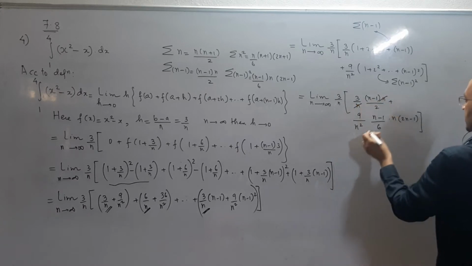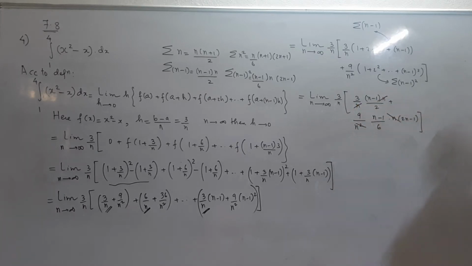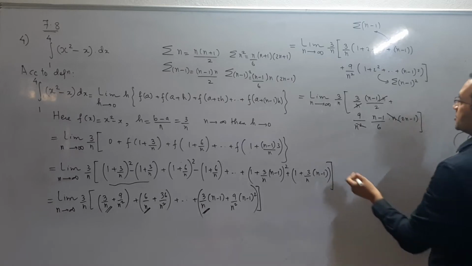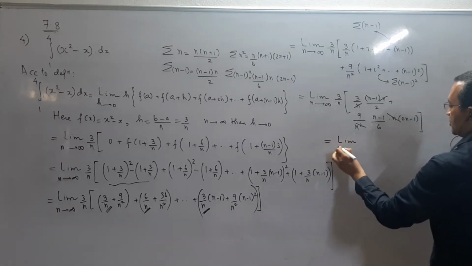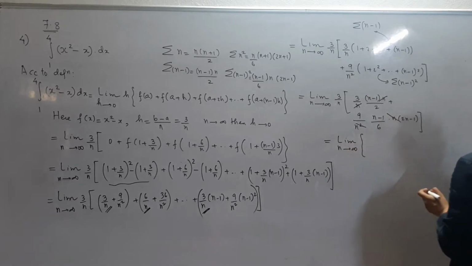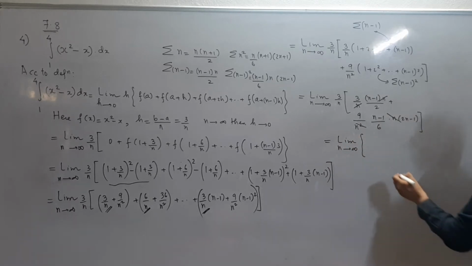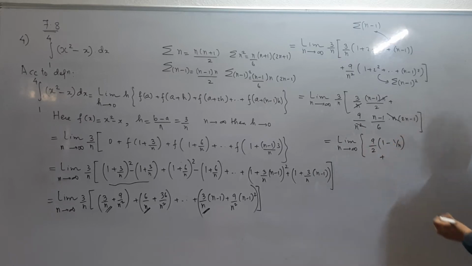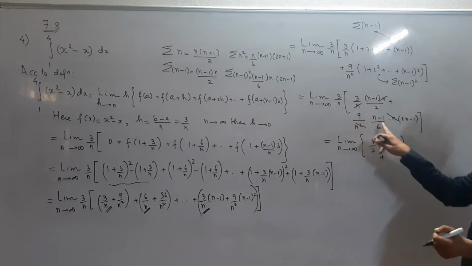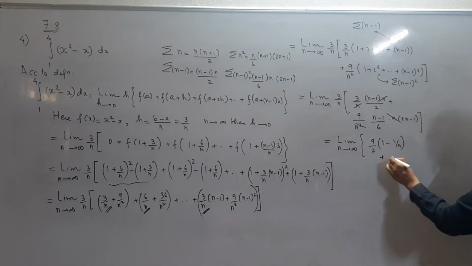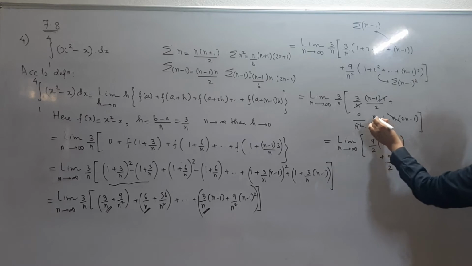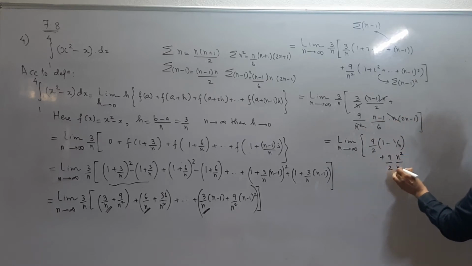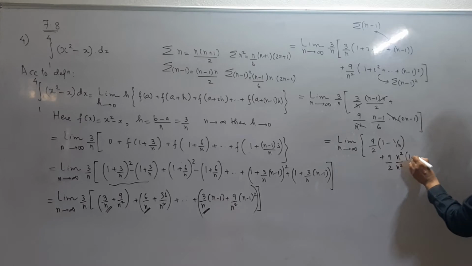Now, this n and n get cancelled. I am multiplying 3 by n within the bracket. So limit n tends to infinity, 3 into 3, 9 by 2, and taking individual division, I will get 1 minus 1 by n. This is 3 by 2 into 3, so again 9 by 2. Taking n common from these two brackets and upon n square, so we will have 1 minus 1 by n, 2 minus 1 by n.